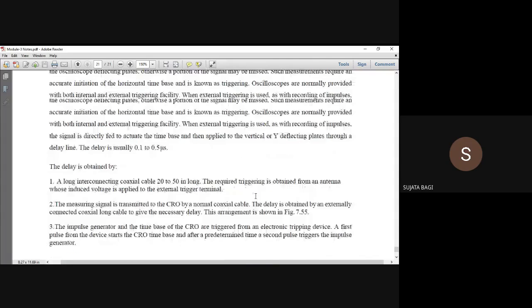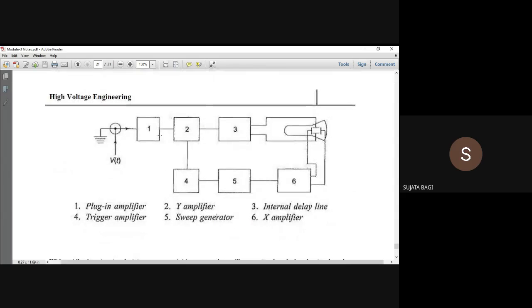So overall, here this is the plug-in amplifier. This is the Y amplifier. Just now I told you this is the internal delay line and the triggering amplifier. This amplifier plays a very important role. Triggering has to be done, either internal or external. And this is the amplifier which will amplify the signal. This is the sweep generator. We are generating the pulses, and voltage is applied.